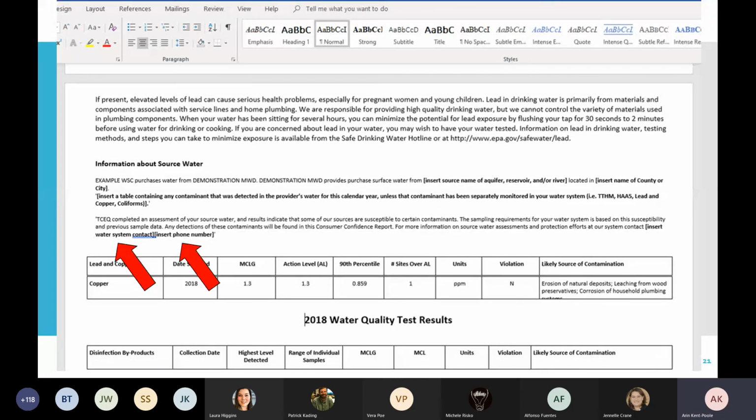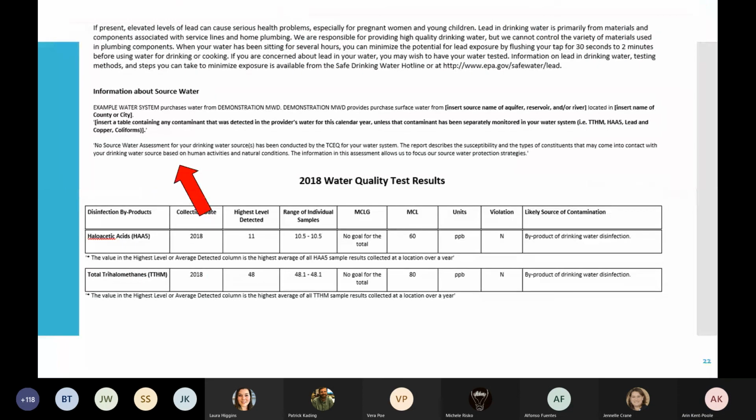The next section is information about source water. If your water system has a source water assessment completed, it will only have one area to fill out with your water system contact and phone number. Again, the contact information should be a representative for your system. If your system has not had a source water assessment done yet, then there will be a statement included as indicated by the red arrow, and there is no further action needed for this paragraph.